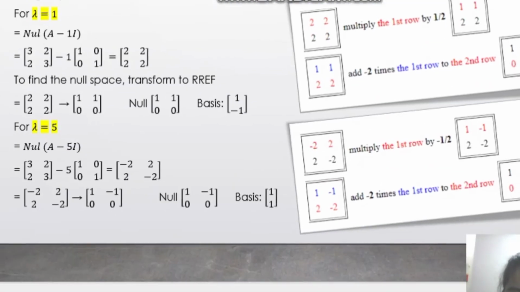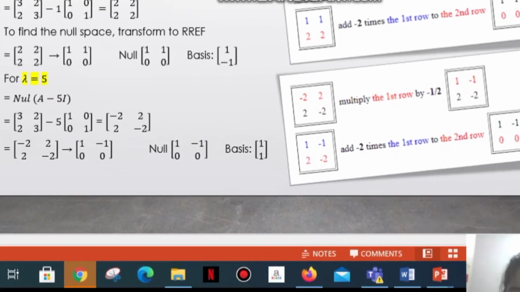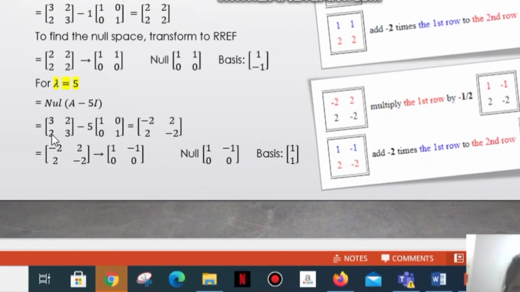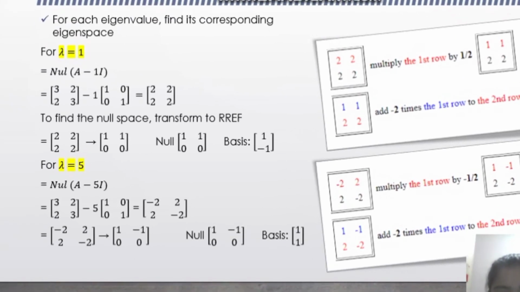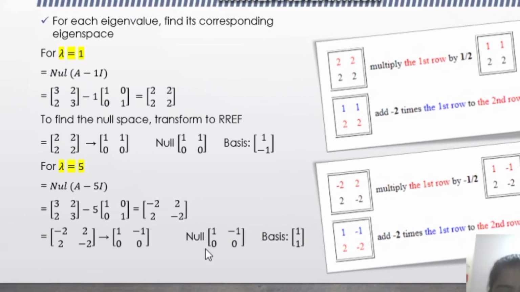So, this is the process for the reduced row echelon form. We will get negative 2, 2, 2, negative 2. Multiply the first row by negative 1/2. We will get 1, negative 1, 2, and negative 2. And then, add negative 2 times the first row to the second row. Makukuha natin 1, negative 1, 0, 0. So, yun na yung ating reduced row echelon form. So our null space is 1, negative 1, 0, 0, and our basis is 1, 1.